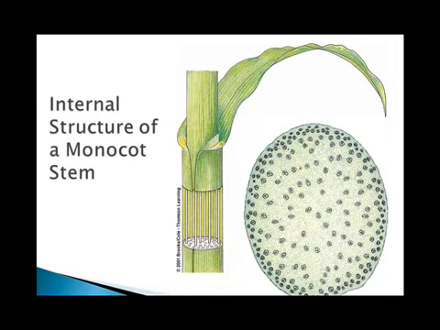In most monocots, though, the vascular bundles are scattered throughout the ground tissue. This scattering in the ground tissue allows it to bend and sway without breaking. It's not brittle.